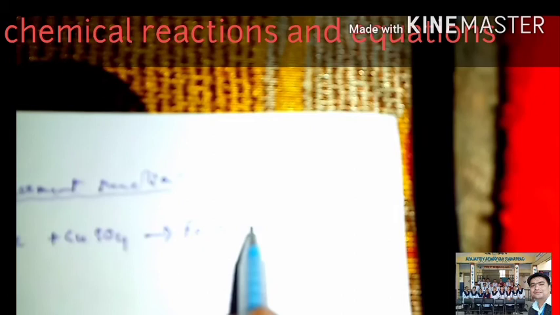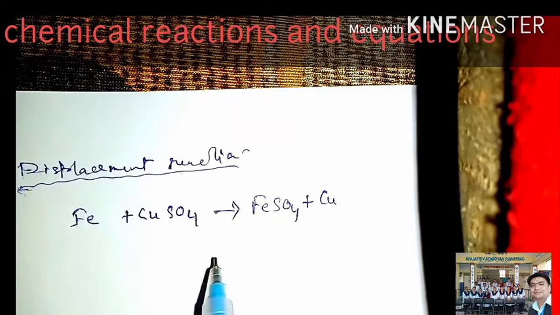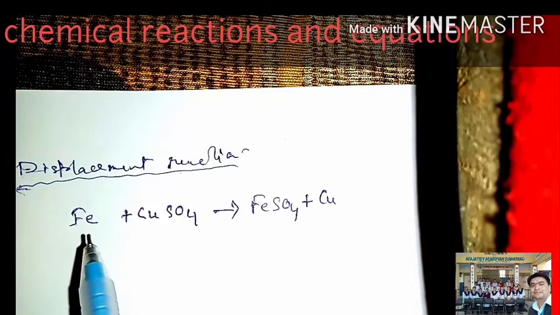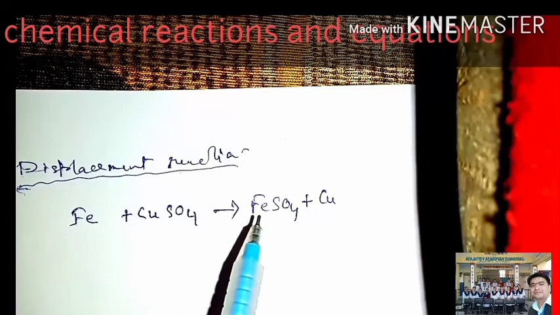Okay, a little bit focusing problem is there. Okay, no problem. It is clearly visible here, the iron plus CuSO4. Here the products are FeSO4 plus Cu. Okay, very much. Now it is visible. Displacement reaction. I am giving an example. Iron plus copper sulfate is giving you ferrous sulfate plus copper.